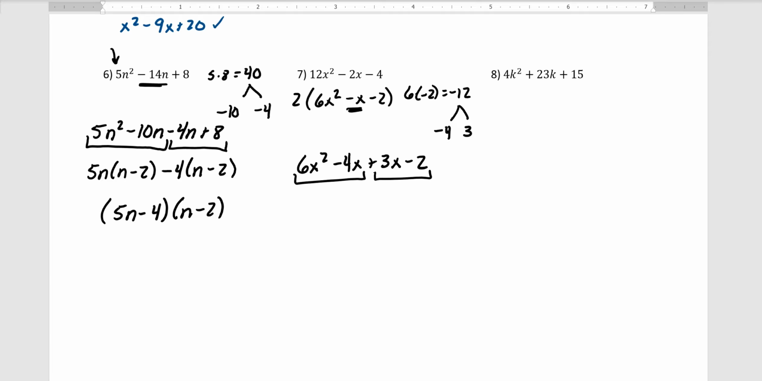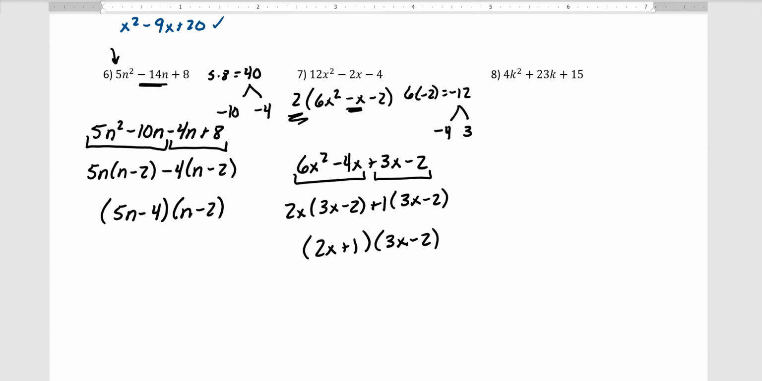Factor these with the GCF. I can take out 2x to leave me with 3x minus 2. And then I just need to take out 1 to leave me with 3x minus 2. So we'd have 2x plus 1 times 3x minus 2. And don't forget, that 2 we factored out at the beginning. That is important. Be sure we include it in our factored form.